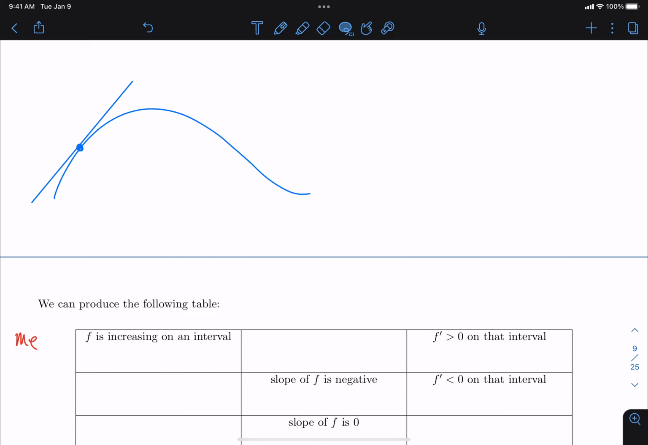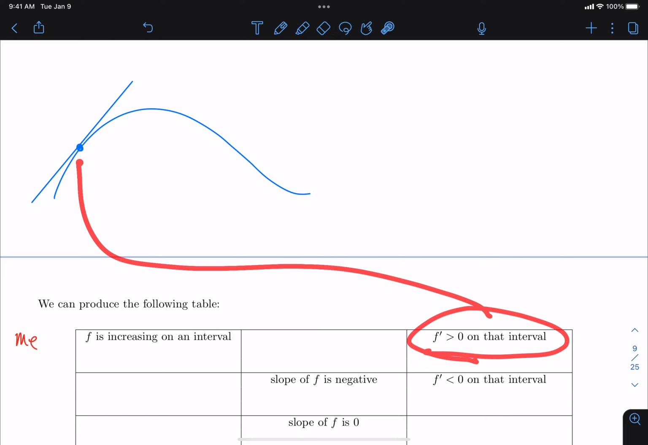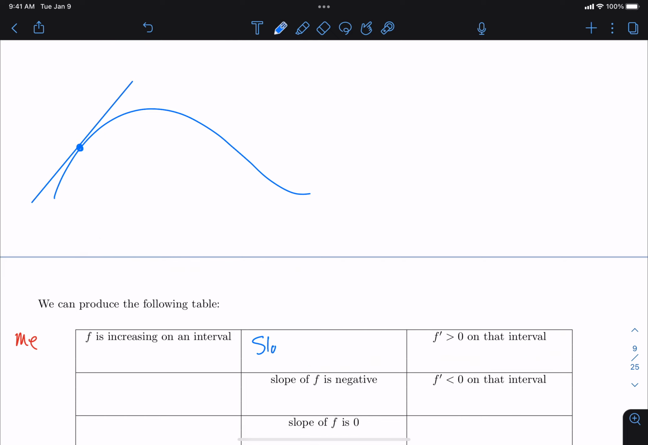Okay. So the function is increasing. So f prime in this region is going to be positive. Okay? In other words, the slope is going to be what? What goes here? Slope of f is positive.